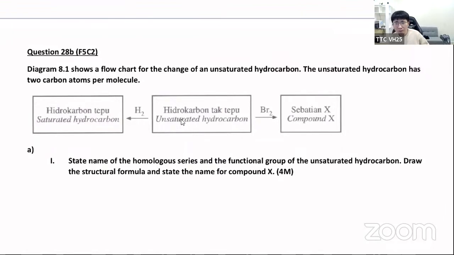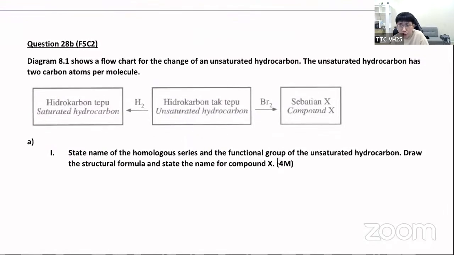So say the name of the homologous series and the functional group of the unsaturated hydrocarbon. Since unsaturated has a double bond, what homologous series is it? In our syllabus, we only have 2 hydrocarbons. Do you know what a hydrocarbon is? Hydrocarbon means this chemical only contains hydrogen and carbon. Anything else inside is not considered hydrocarbon. So in our syllabus, only alkane and alkene.